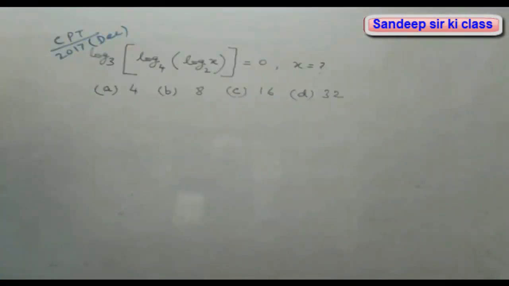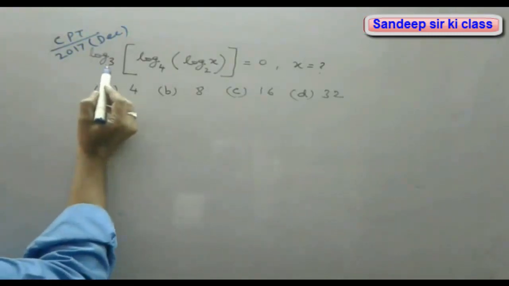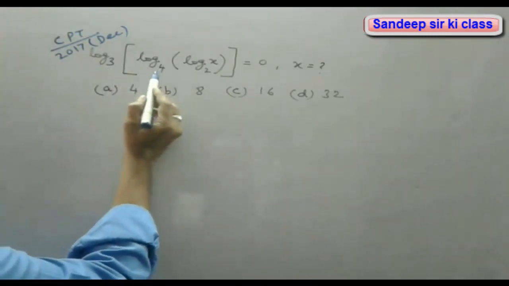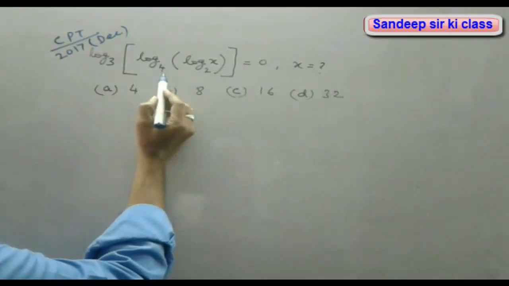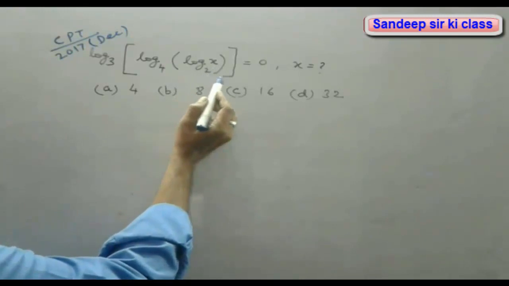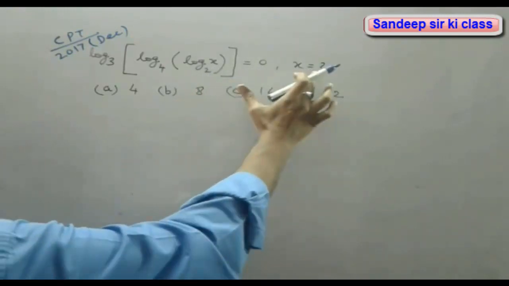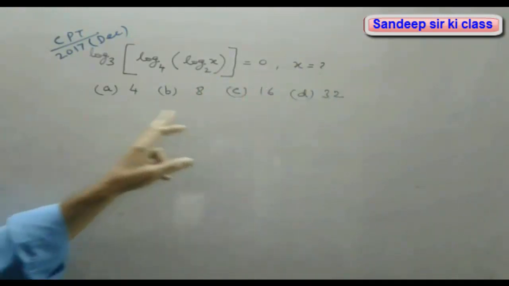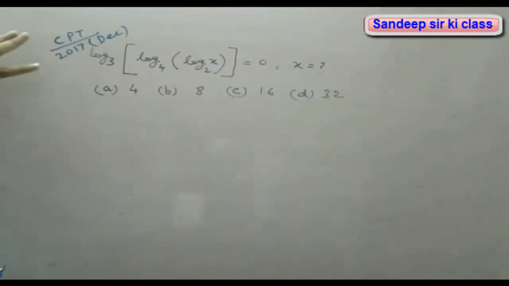Now we will see the question which has appeared in CPT 2017 December. The question is that log base 3 of (log base 4 of (log x to the base 2)) is equal to 0, then what is the value of x? And these are the options given. This question, as I said, has appeared in the December 2017 attempt.